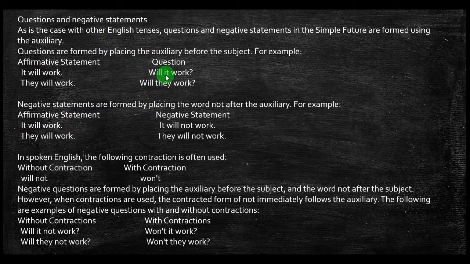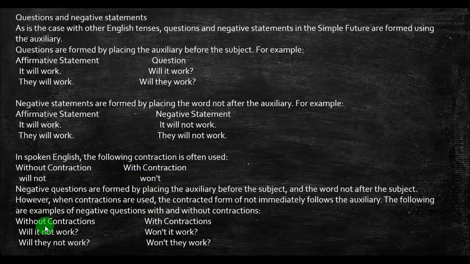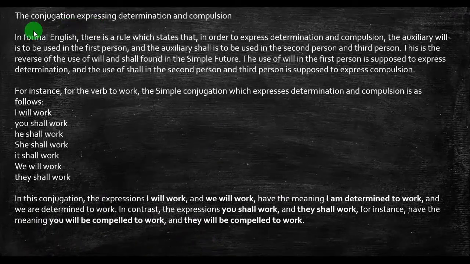So you see, question हम बनाते हैं helping verb को subject के आगे, मतलब सबसे पहले लिख के, और negative में हम helping verb के पीछे not add कर देते हैं, right. और spoken English में here will not becomes won't, right. Contractions को हम ऐसे use करते हैं, will it work, won't it work, will they not work, won't they work. Now the next rule is very interesting in simple future tense, right?